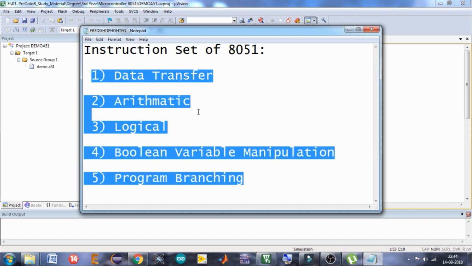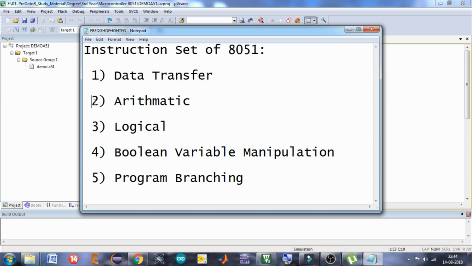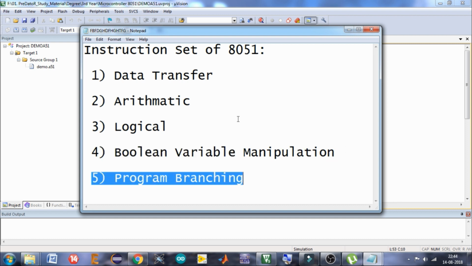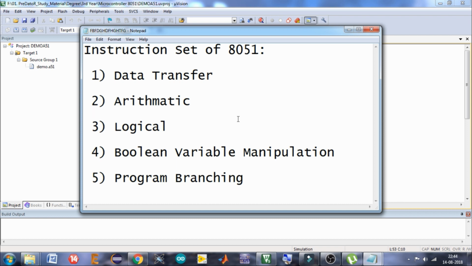Primarily, this instruction set is divided into 5 parts. The first one being the data transfer, the second is the arithmetic, third logical, fourth one is the Boolean variable manipulation, and the last one is the program branching. Let us study one by one. In this tutorial, I will be talking only about the data transfer instructions, and the next ones will be dealt in the next tutorials.